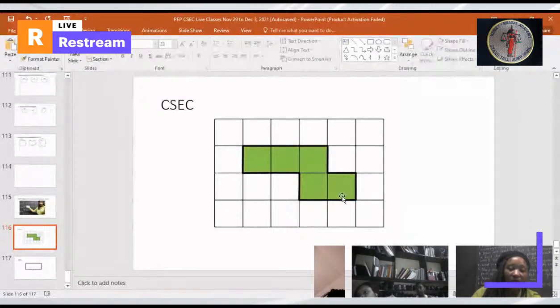Area is measured in square units because we're multiplying two dimensions. We're multiplying a length by a width, or in the case of the square, a side by a side. So we have square units, whereas perimeter is just single units, whether centimeter, meter, inch, foot, whatever. Area would be centimeter squared, meter squared, square feet, and so on for the area.